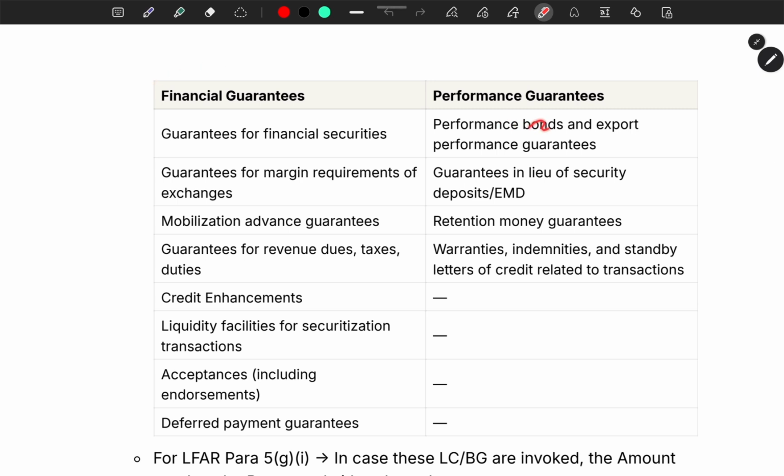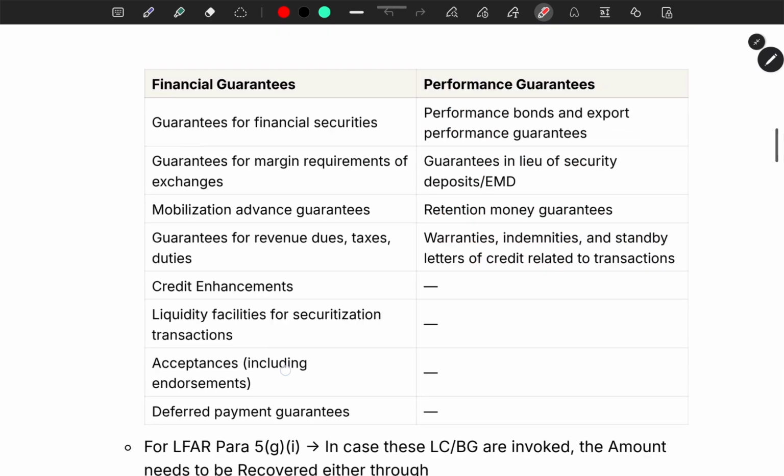While performance guarantees may be bonds and export performance guarantee in lieu of security deposits, you can look at this. This is very common. Okay, BGs issued for EMDs and guarantees, retention money guarantees and warranties, indemnities, standby letter of credit in relation to transaction. These are performance guarantees.